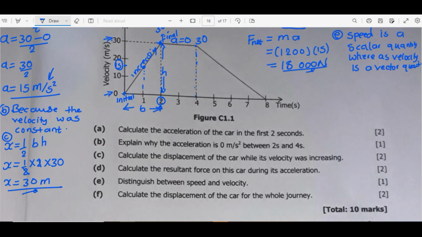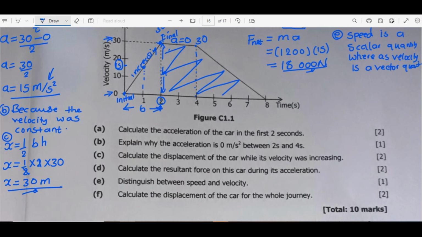For F, calculate the displacement of the car for the whole journey. Displacement of the car for the whole journey is the same as the total distance for the whole journey. It can be calculated by finding each segment. We can calculate each segment, or we can find the total distance at once. So let's do this.